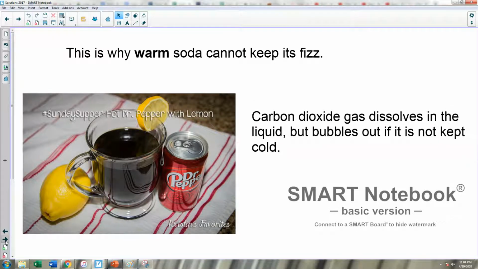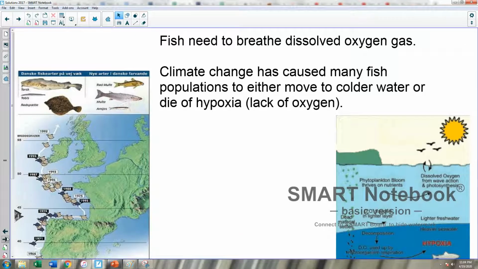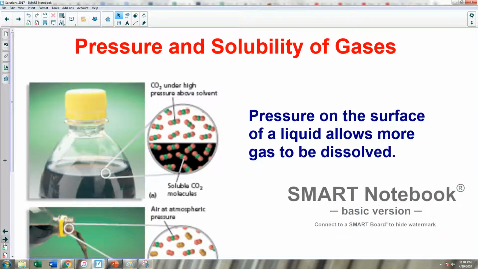The only way that you can keep the bubbles inside there, the only way that you can keep the carbon dioxide dissolved, is if you put it under pressure. Oh, we'll come back to this in a second.